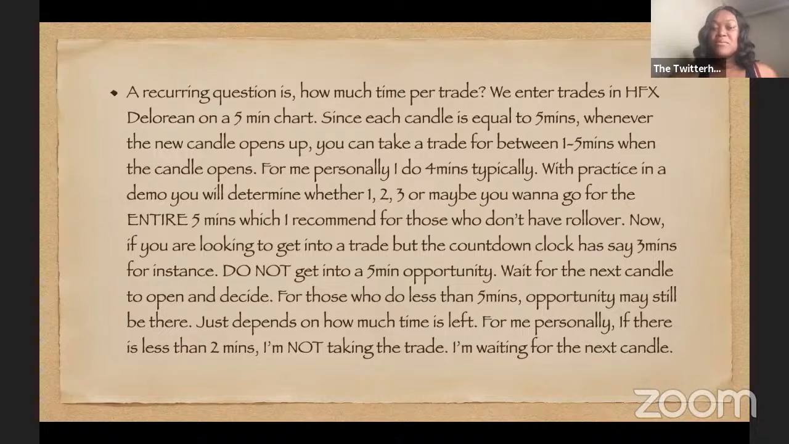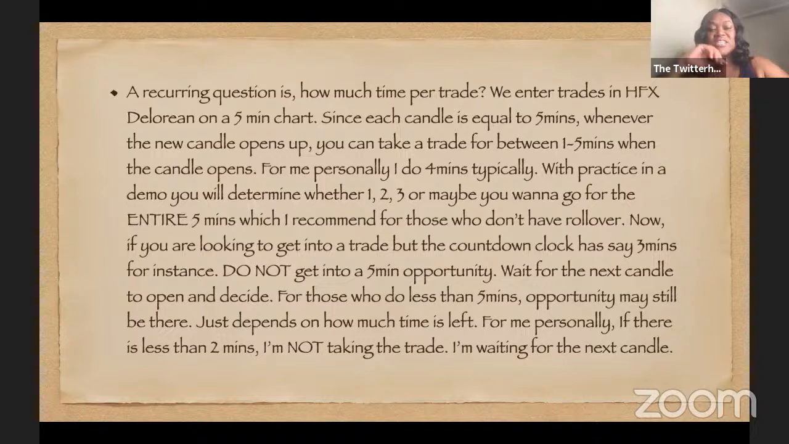But for me personally, I've been doing 4 minutes typically, but when I trade with Ty, I do 1 minute trades. She's really good with Delorean. Her analysis is on point. So I feel confident jumping in for a minute when I'm doing it with her. But with practice in a demo, you will determine what time frame works best for you, right? So it's really up to you, right?